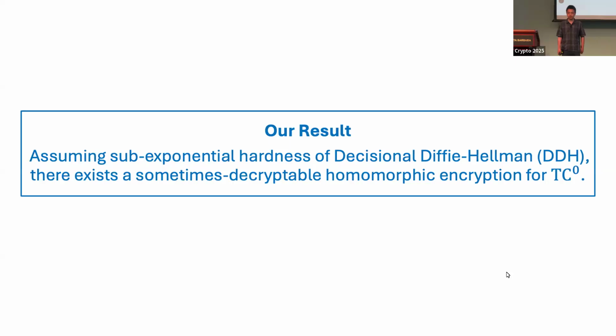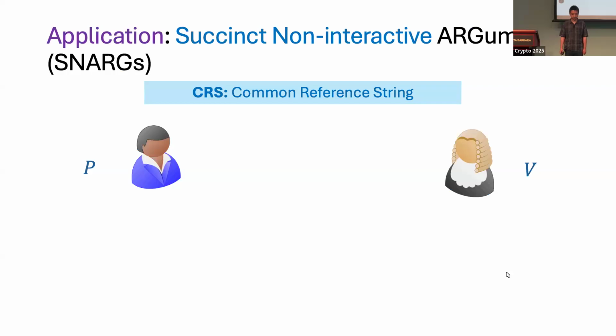And here is our result. We show how to construct this sometimes decryptable homomorphic encryption for TC0 from the sub-exponential DDH assumption. Recall that TC0 is the complexity class of constant depth threshold circuits. As applications, we show how to use this sometimes decryptable homomorphic encryption to construct succinct non-interactive arguments.